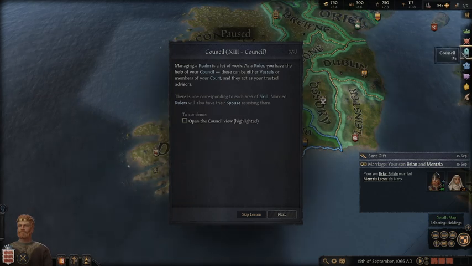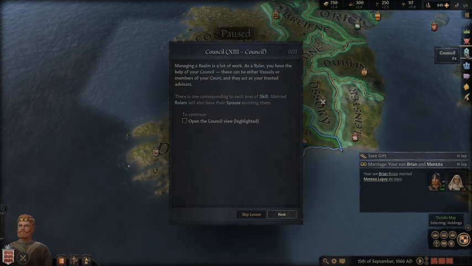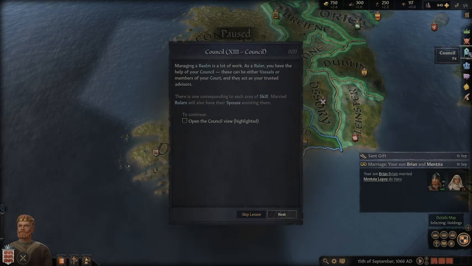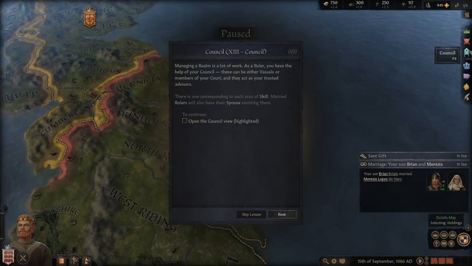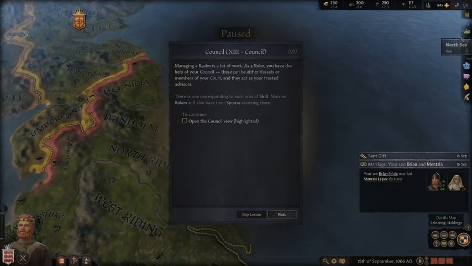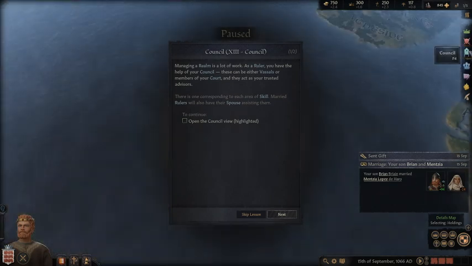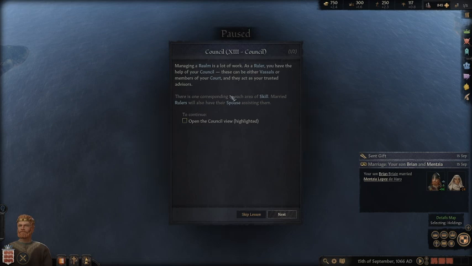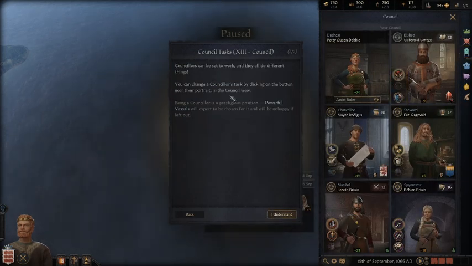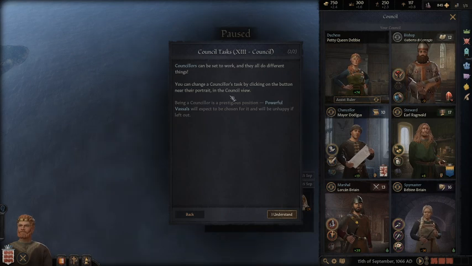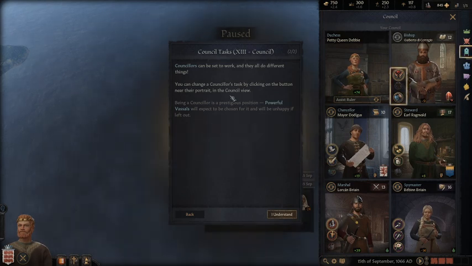Let's open up the council. It won't register my click. Maybe the hotkey will work better. There we go. Pressing F4 worked. Counselors can be set to work, and they all do different things. You can change your counselor's task by clicking on the button near their portrait in the new council view. Being a counselor is a prestigious position. Powerful vassals will expect to be chosen for it and be unhappy if left out.